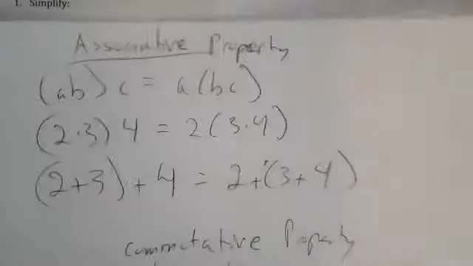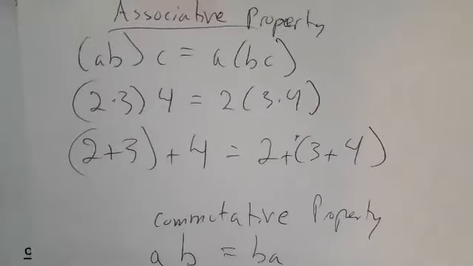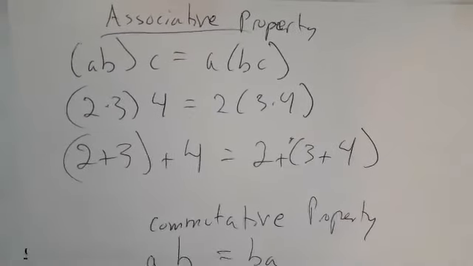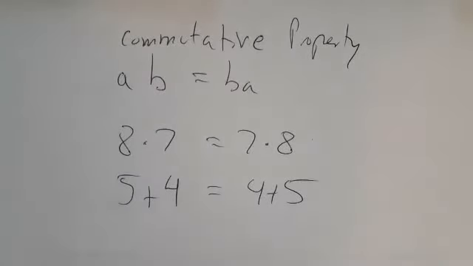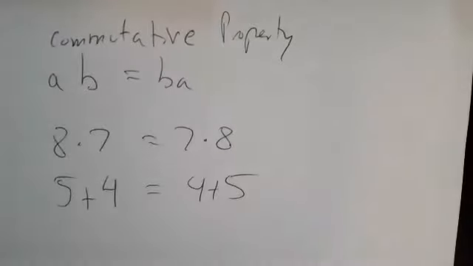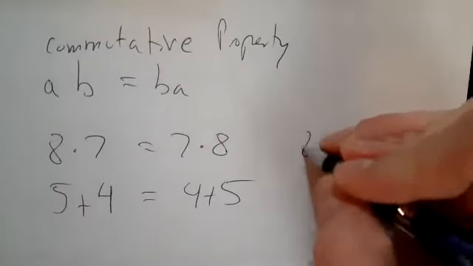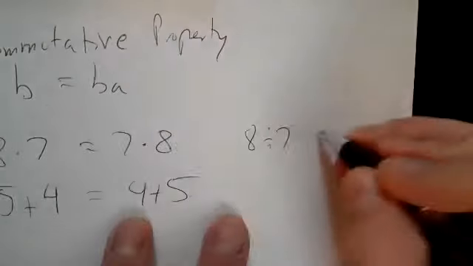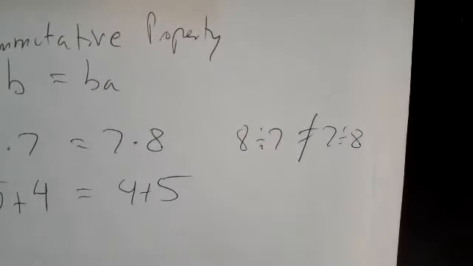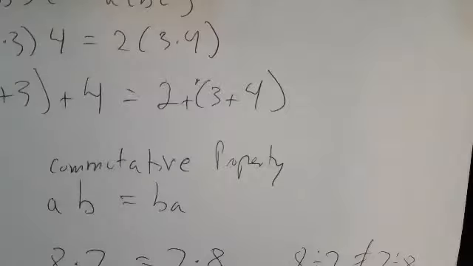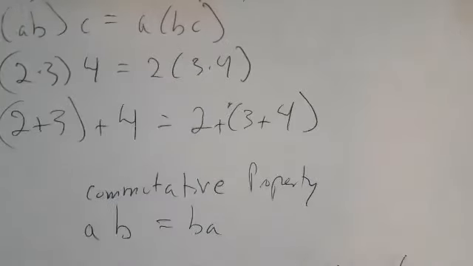So we have something like the associative property. It doesn't matter how we group things if we're doing addition and multiplication. And we've got the commutative property. I didn't really say this, but multiplication is commutative. If we think about division, 8 divided by 7 is not going to be 7 divided by 8. So things like division and subtraction are not commutative. Things like division and subtraction are not necessarily associative, right?